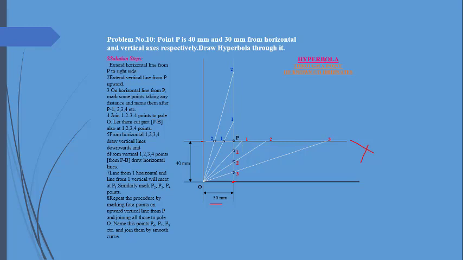Now draw a perpendicular from 1, the same from 2, and the same from 3. Join this 3 with this, 2 with this, and 1 with 1. And here you will also follow the same procedure, 1 to 1 and 2 to 2. Joining these points, we will get a hyperbola with the known coordinates.